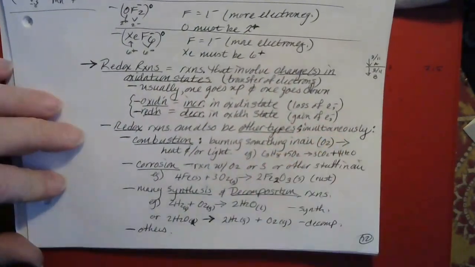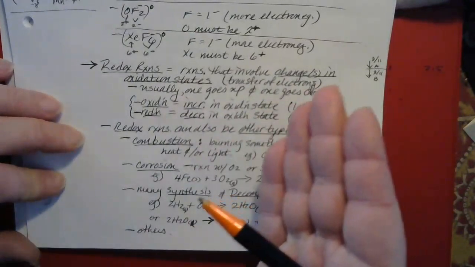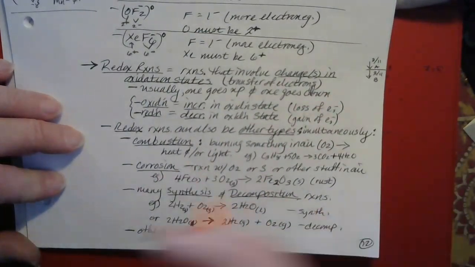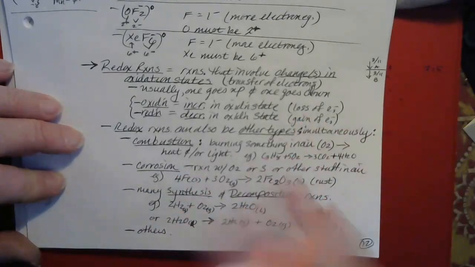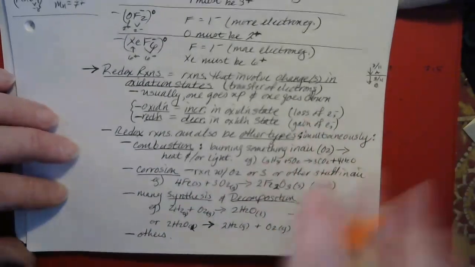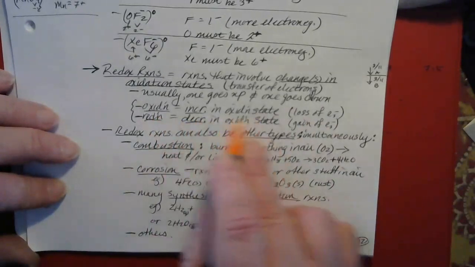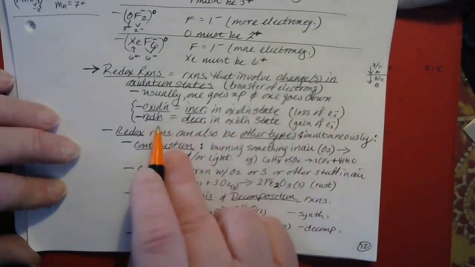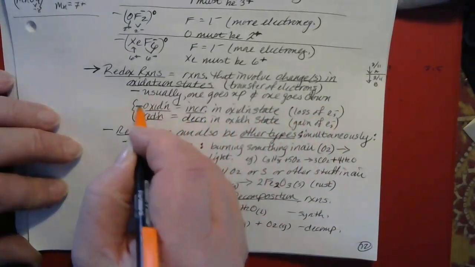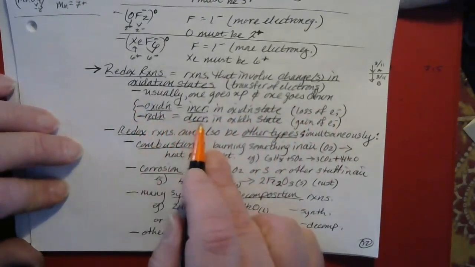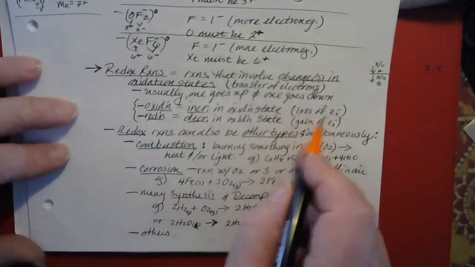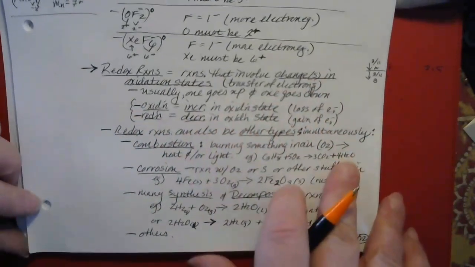Normally, you'll have an oxidation state for one element go up, and the oxidation state for another element will go down because one is losing electrons and one is gaining electrons. So an oxidation is an increase in the oxidation state because you're losing negative charges, sort of like subtracting a negative in math. And reduction is a decrease, or in other words, a reduction in oxidation state because you're gaining negative charges.